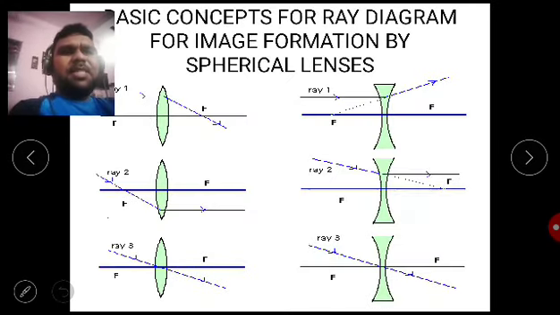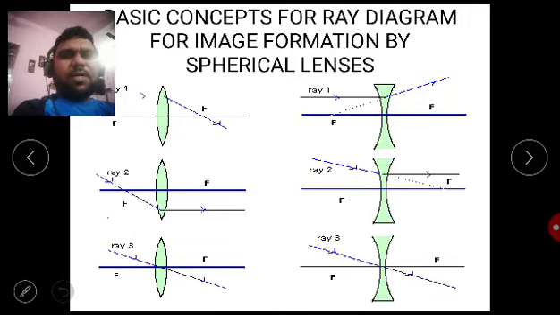So we will start with basic concepts for ray diagram for image formation by spherical lenses. Before you start learning, you need to understand the concepts that I had given in my previous video, named refraction by lenses. There I told about what is focus, what is center of curvature, what is optical center, what is focal length and so on. So I will directly use those concepts in this video.